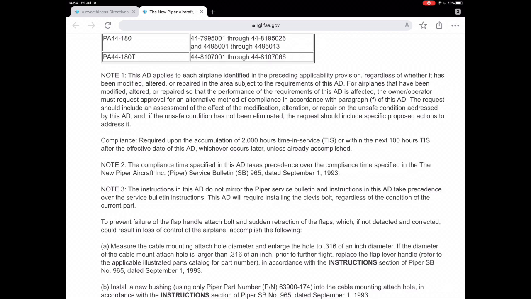It tells us that it must be within the next 100 hours time in service after the effective date, whichever occurs later. So, if we have an aircraft that has 1,000 hours of time in service, we can wait until 2,000 hours because that occurs after the next 100. However, if we have an aircraft that has already accumulated 2,000 hours time in service, we do not have to drop everything and perform this AD. However, it must be performed within the next 100 hours of time in service. That's how we read our compliance date.